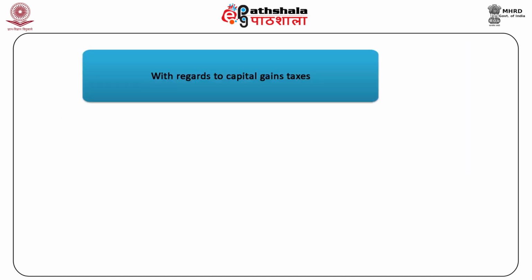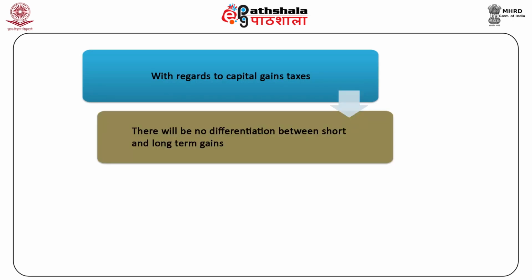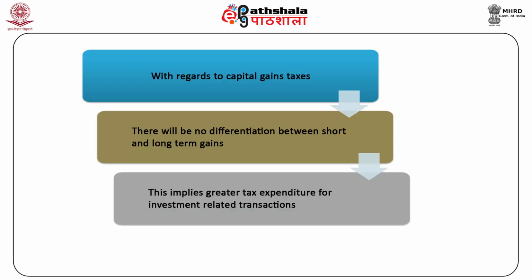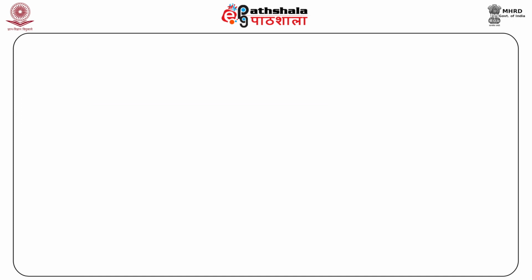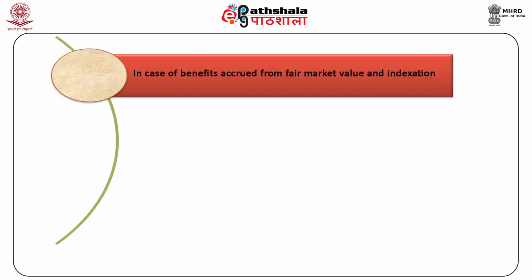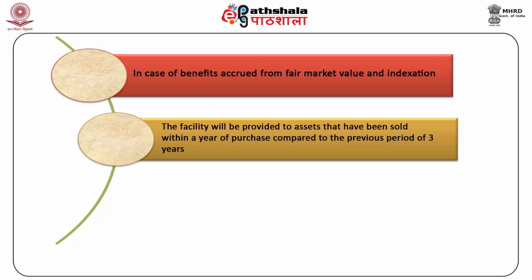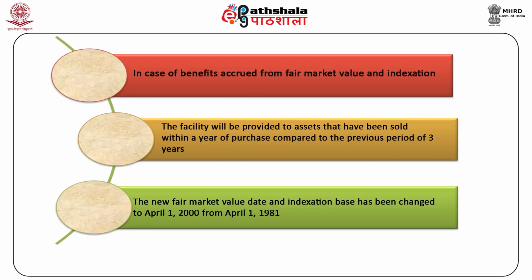With regards to capital gains taxes, there will be no differentiation between short and long-term gains. This implies greater tax expenditure for investment-related transactions. In case of benefits accrued from fair market value and indexation, the facility will be provided to assets that have been sold within a year of purchase compared to the previous period of 3 years. This is expected to be beneficial for the taxpayers. The new fair market value date and indexation base has been changed to April 1, 2000 from April 1, 1981.